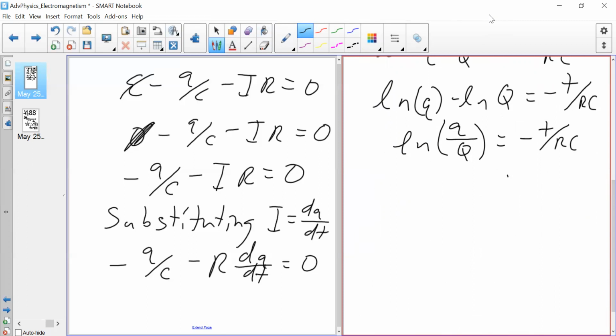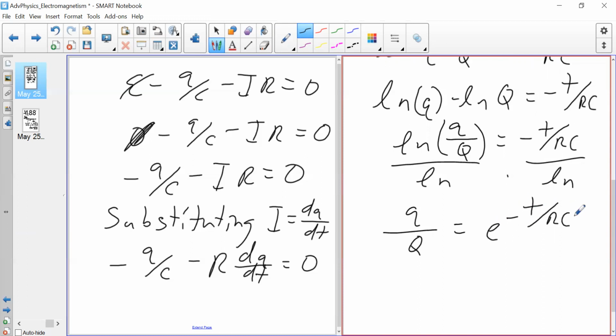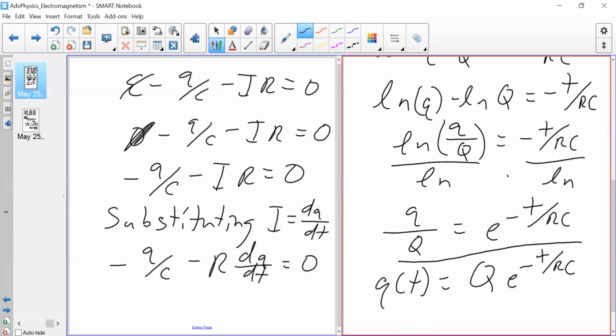So at this point, divide both sides by natural log. This becomes q over big Q, and that's e to the minus t over RC. And charge as a function of time is going to be equal to Q times e to the minus t over RC. And that's charge as a function of time for a discharging capacitor.